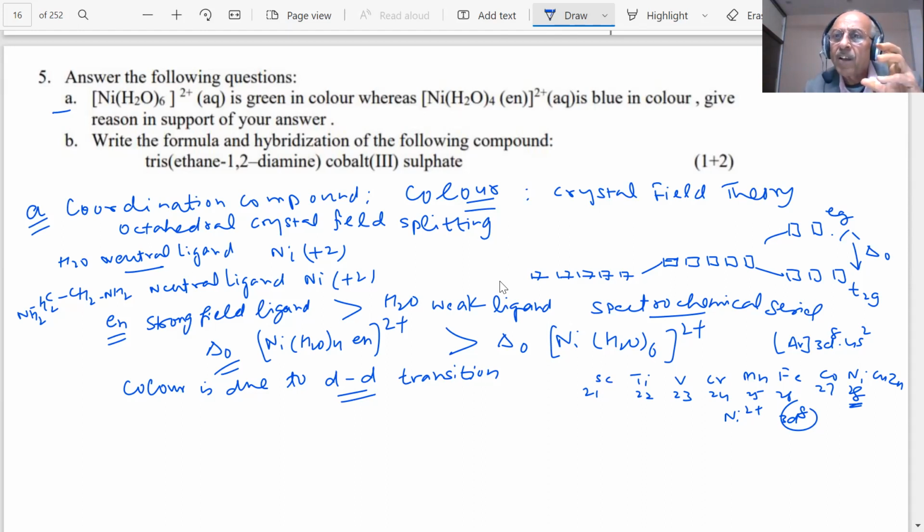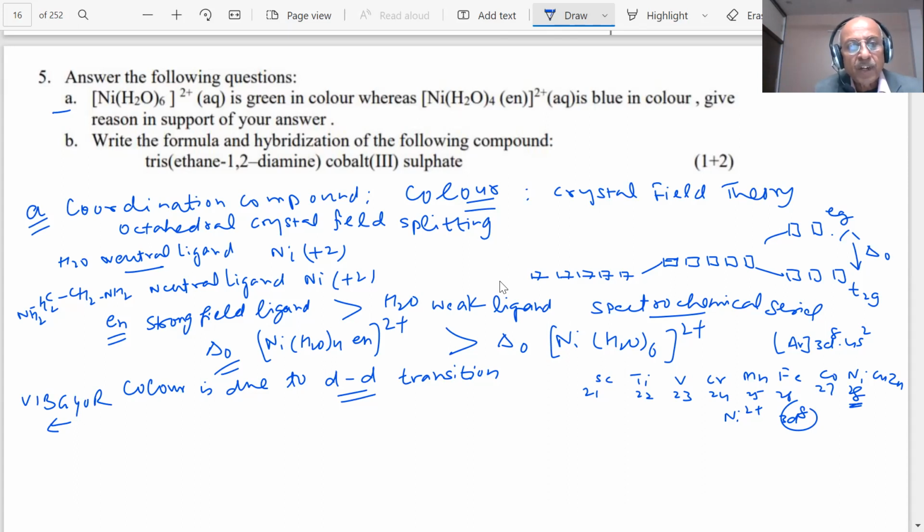The color depends on the strength of the field of the ligand. Because en is a strong field, the energy delta zero is more for this ligand. Therefore, there is a shift of the color from lower to higher energy. You have 7 colors: V, I, B, G, Y, O, R. So the color is shifting from where, students? It is going from green towards the blue side. This is more energy. So the color change is due to the change in the strength of the ligand.